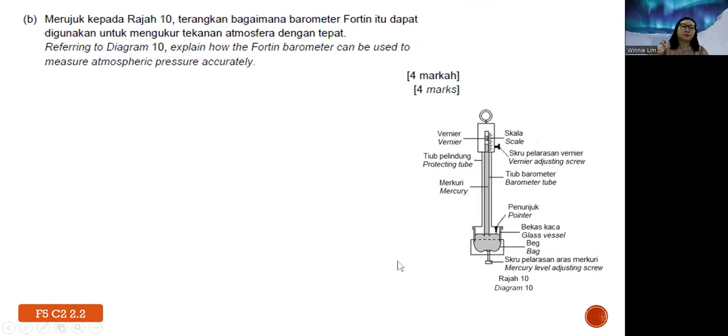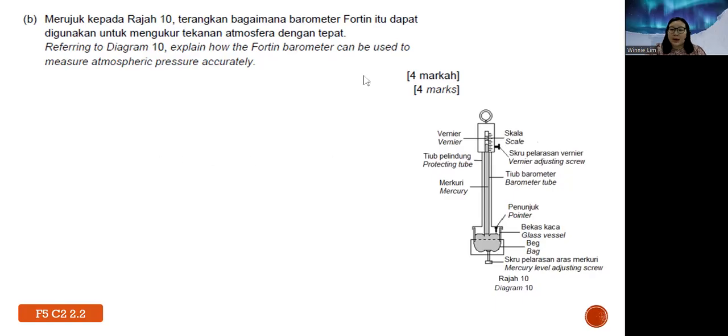Okay, then next, by referring to diagram 10, explain how the Fortin barometer can be used to measure atmospheric pressure accurately. So basically in your syllabus, your textbook doesn't really specifically ask or describe how the Fortin barometer works. But sometimes they want to create new questions, so they ask you. Generally, you can start with a simple barometer, then you have the Fortin barometer. The difference is that you have a more specific scale, which we call the vernier scale, which can measure more accurately.